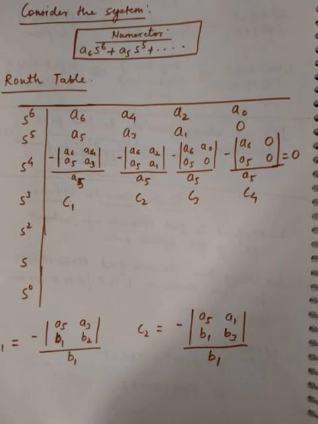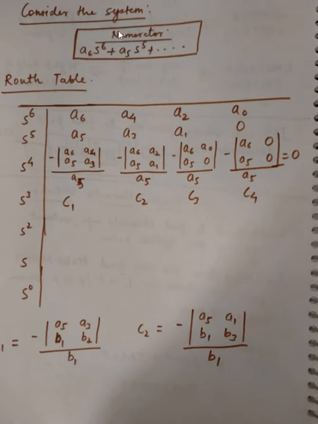So the first step of the Routh-Hurwitz criteria is to create the Routh table. We consider the system with the closed loop transfer function given as this. There is some numerator in the system. We are not concerned about the numerator. Why are we not concerned about the numerator? Because the system stability depends upon the system poles and not on the system zeros.